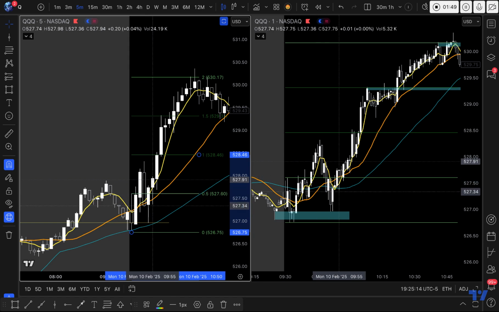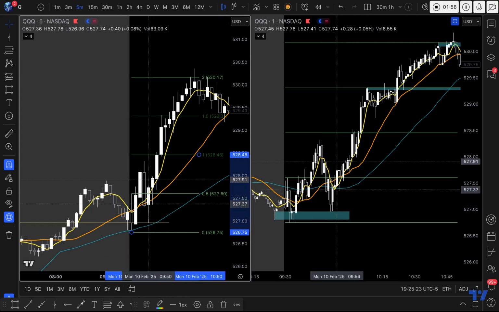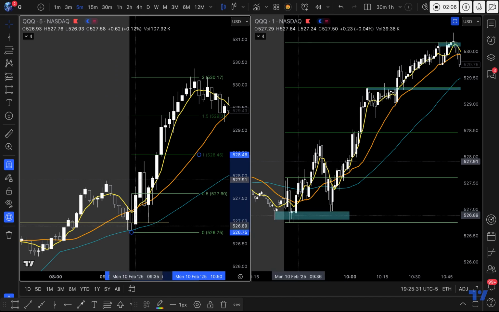So it went back down to test the support. And it wicked. When it wicks, it wants to test the previous resistance. So that's what it did. It tested the previous resistance and broke over. So these two candles give you a signal to take a long on the 5 minutes. But on the 1 minute, it's the open.